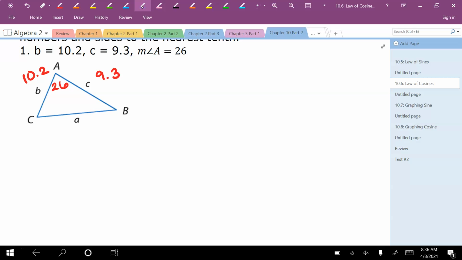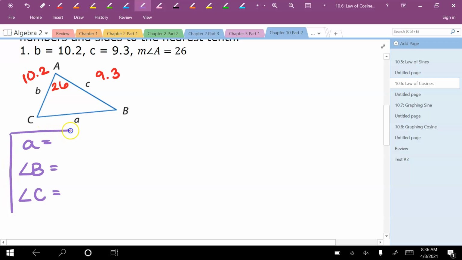So I need to find a couple of things. Again, I'm going to start by making a little chart of what I'm missing. Okay, so I'm missing two angles: angle B and angle C. And I'm also missing side A. All I've done so far is label my triangle with the information that the problem gave me, and create my box that has what I'm missing from the problem.